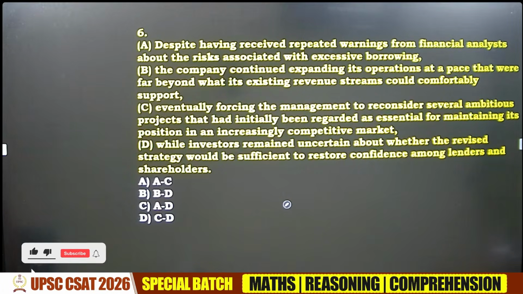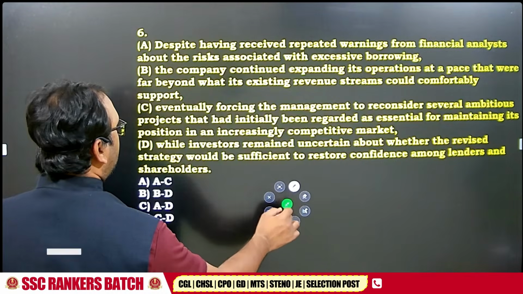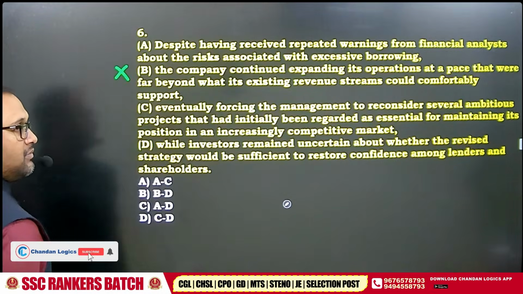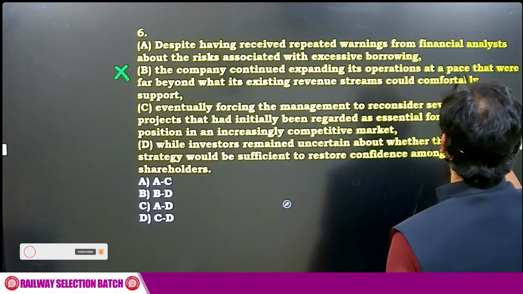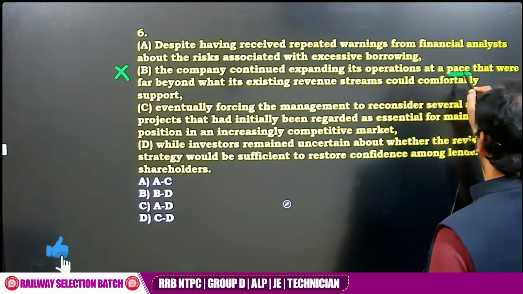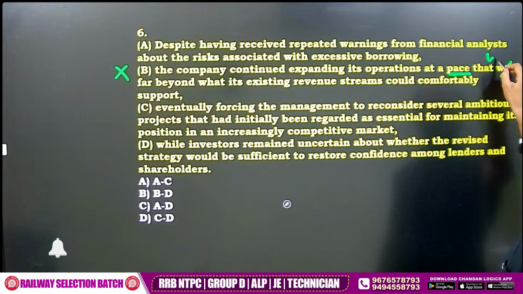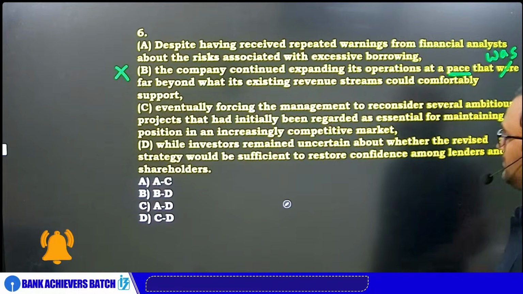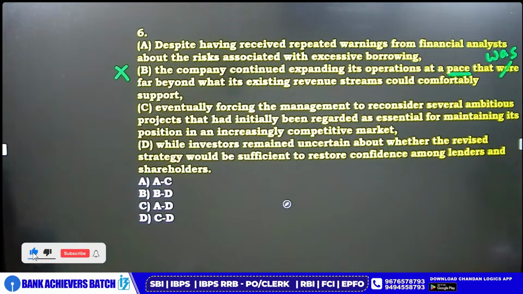Yes, my dear friends. One thing is for sure. Second part has a serious problem. The problem is, here you are talking about the pace. Pace is a subject. Pace is speed. Pace means speed. So you can't use were. You have to use was.